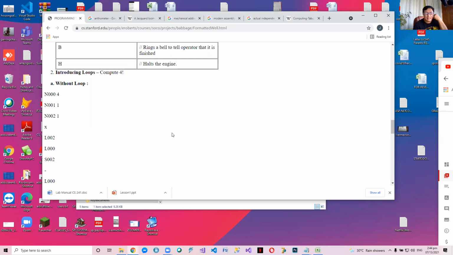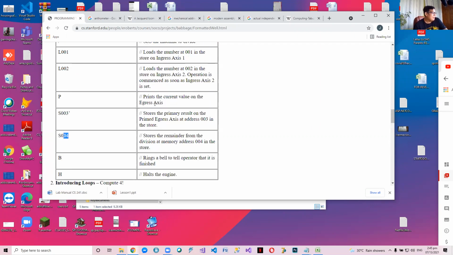The output will be in the egress axis. The final output. You will have the option to store the egress axis to print because there's a print command. The P command will print the egress axis to a card. But it's optional. You can have the output in the store also. Do you follow? So may command yan siya, sir, na i-store siya or hindi? Yes. Like maglagay ka ng card para ma-store siya. Store stands for store. Okay?